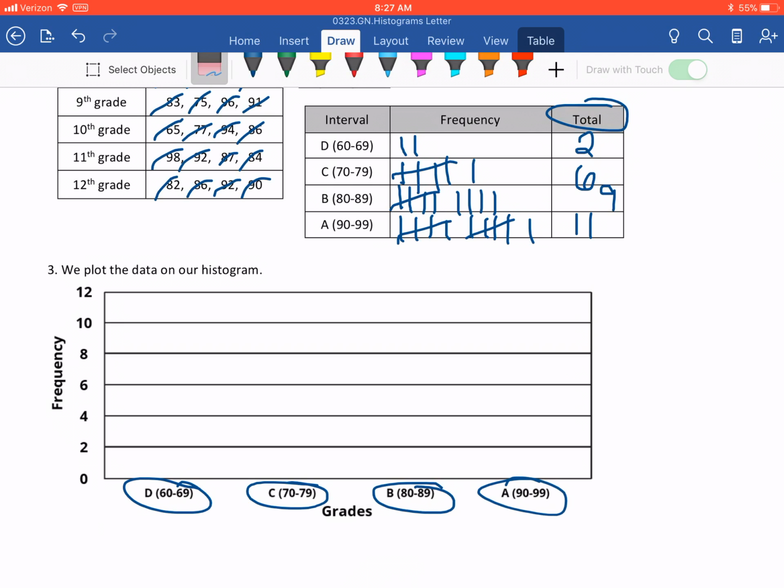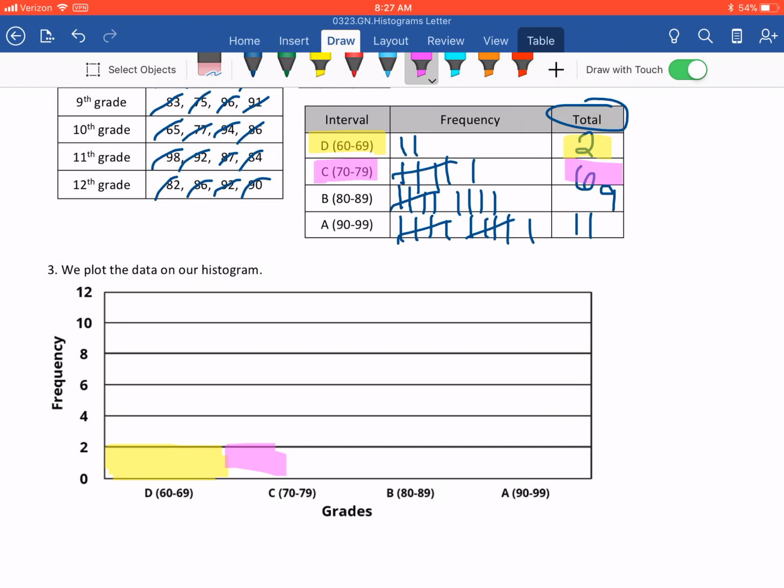So what we're going to do first, we're going to graph this for D's. So for D's, we see that the total was 2, which means I'm going to shade up to 2 for D's. And then for C's, she got 6. So now beside that, I'm going to shade up to 6.